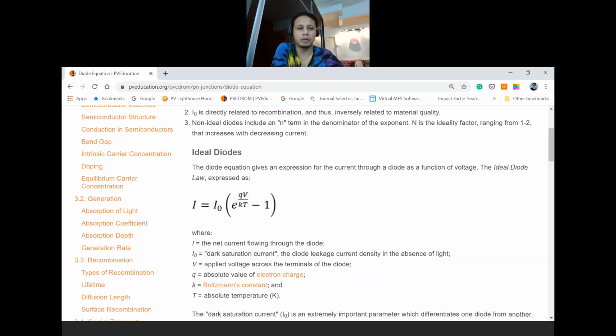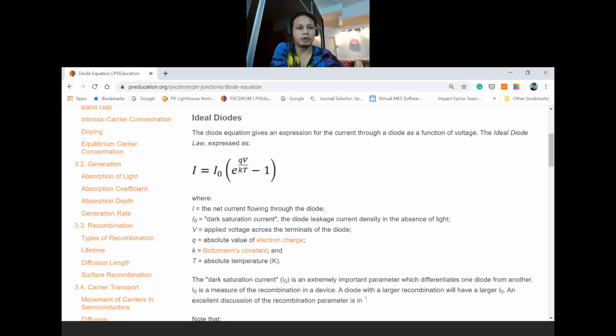Okay, so let me show a few more things here. So look at this ideal diode equation. I is the net current flowing through the diode. I naught, or J naught if you like, is the dark saturation current, also called leakage current density in absence of light.